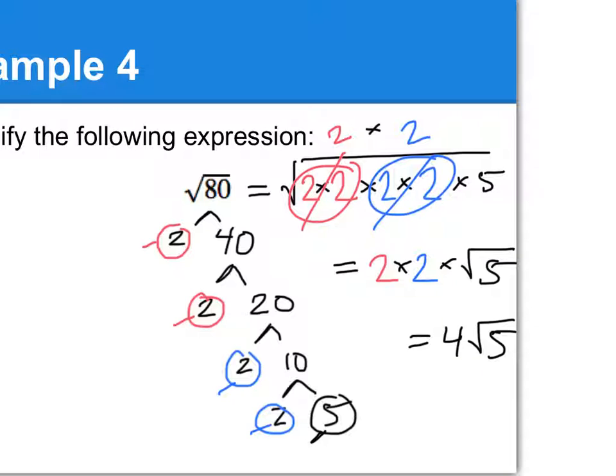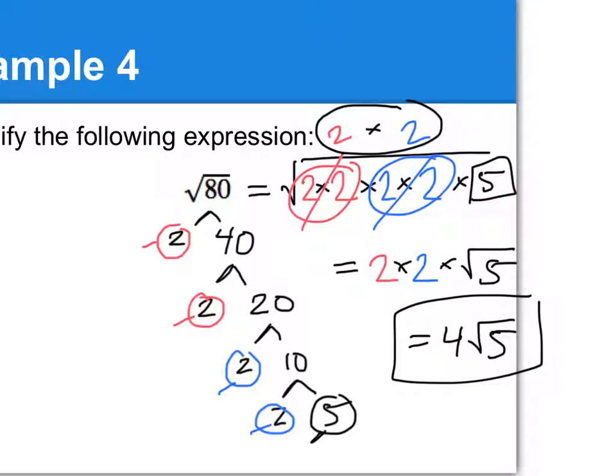Now the shortcut you could have seen is whatever you take out, you just multiply and put it outside the number. Now this 5 stays on the inside because it doesn't have a pair, it's by itself. So here's our final answer, 4 square root of 5.